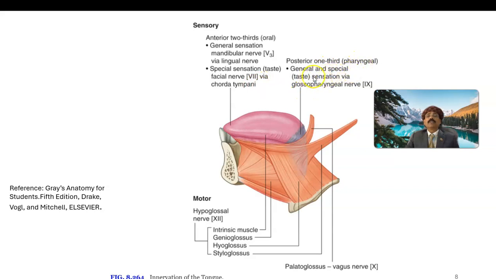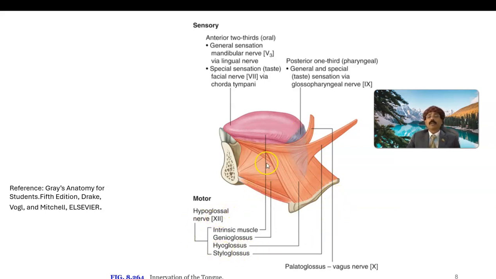The posterior one-third of the tongue gets innervation for both taste and general sensation, including the vallate papillae, and that is carried by the glossopharyngeal nerve. For the anterior two-thirds except the vallate papillae, the taste sensation is carried by the chorda tympani branch of the facial nerve. Posterior one-third of the tongue, the taste and general sensation, is carried by the glossopharyngeal.